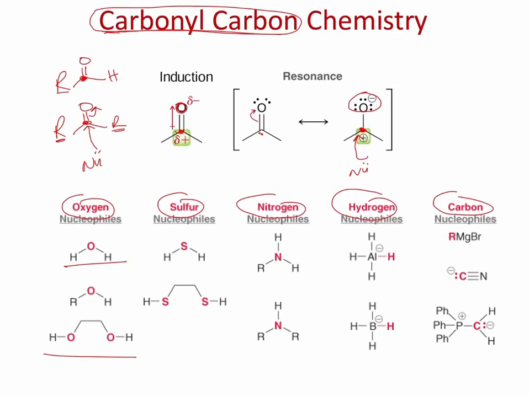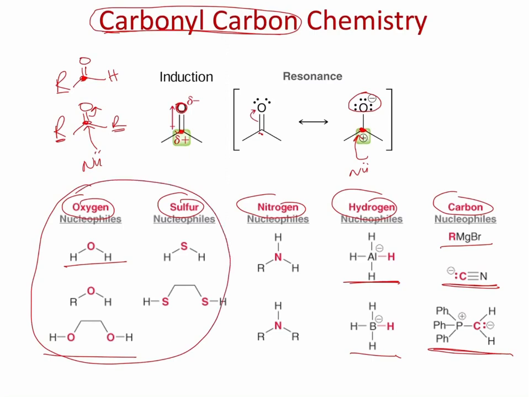For example, we have used lithium aluminum hydride and even sodium borohydride and Grignard reagent to attack carbonyls under the preparation of alcohols by reduction. We can also utilize cyanide to attack the carbonyl, and we can also do what is called a Wittig reaction, which we are going to discuss later. In this video, our focus is going to be on the oxygen and sulfur nucleophiles.